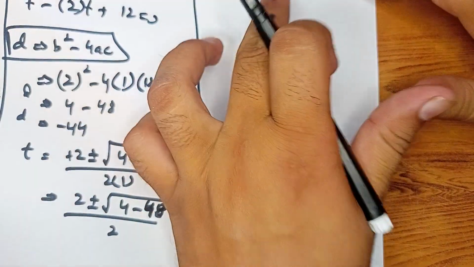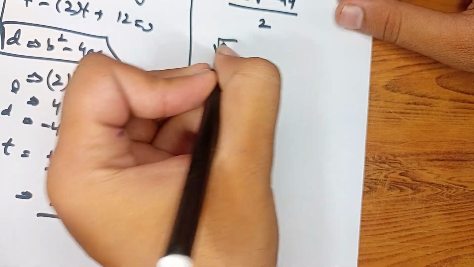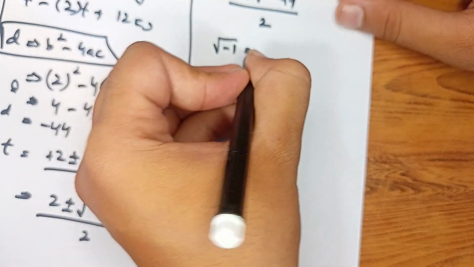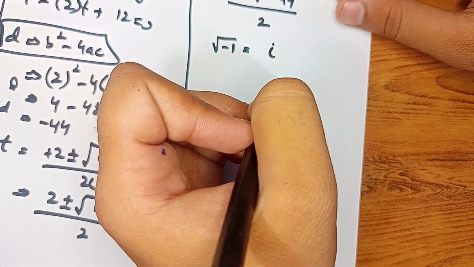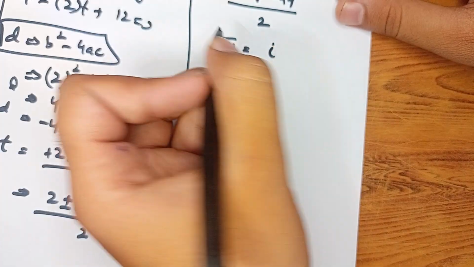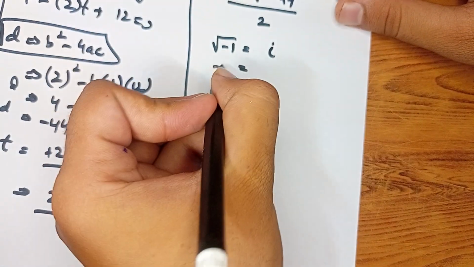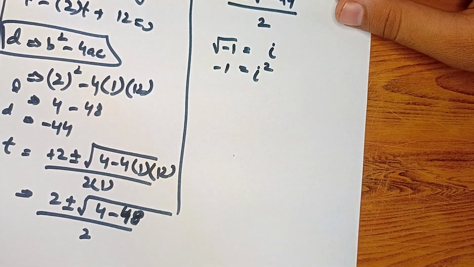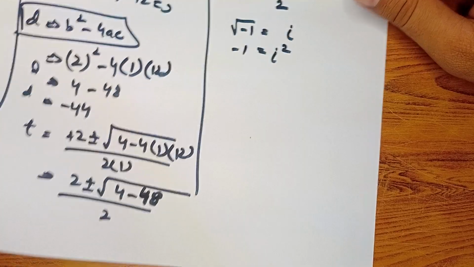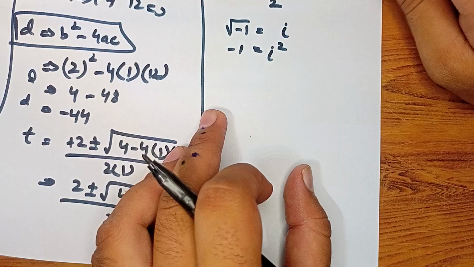Before solving this, I should tell you one thing: if a minus comes under the root, it should be equal to negative iota. Negative 1 under root should be iota. You should know these two things before solving this type of problem. Then put these values in their place.